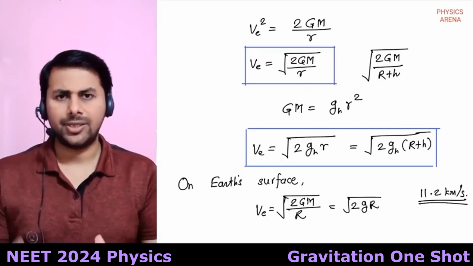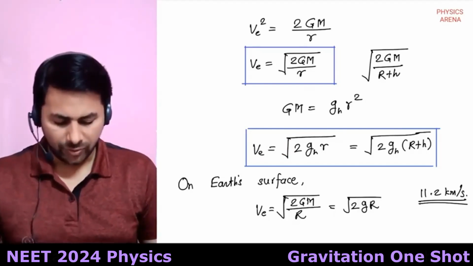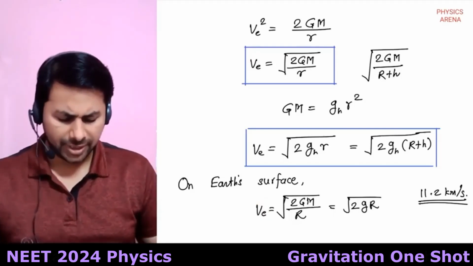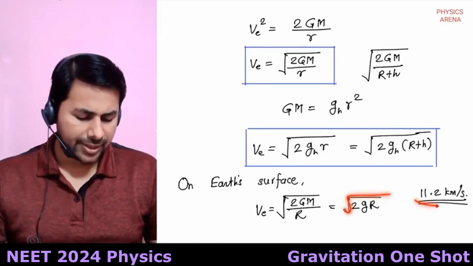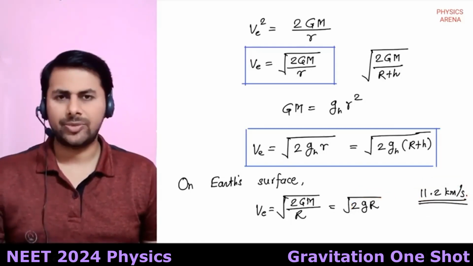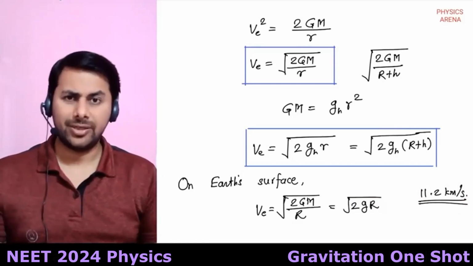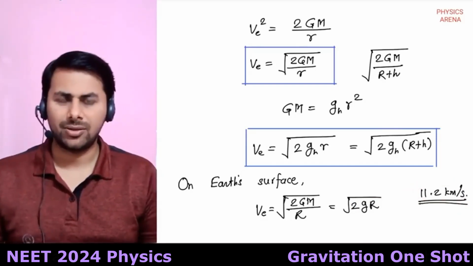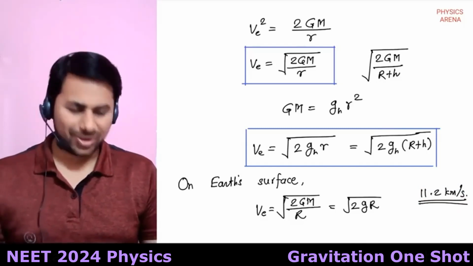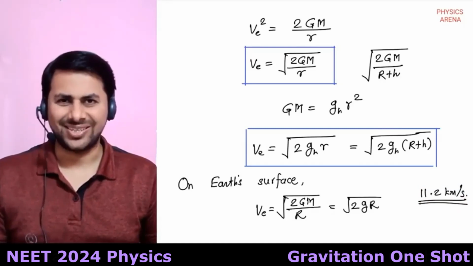And if the object is on Earth's surface, what will be its escape velocity? So h will be equal to 0, and substituting the values, you will get 11.2 kilometers per second. So if you want to send something to infinity from Earth's surface, you have to throw that object with the escape velocity, which is equal to 11.2 kilometers per second.